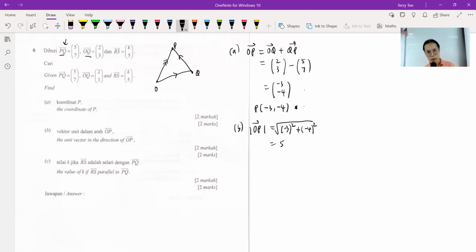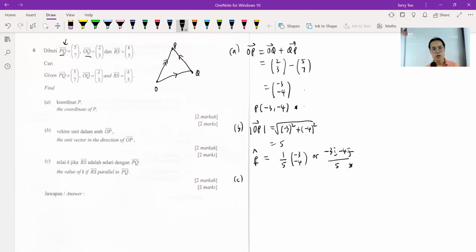Okay. Now you can write it many ways. You can write unit vector or vektor unit, or you can write it as OP with a cap. So it's basically the vector divided by its own magnitude. You can write in any form. Since they give us column vector or vektor lajur, we can write the column vector like this, divided by 5. But normally we don't write divide by 5 like this, so we write multiply with 1/5. Whether you want to multiply inside or not is up to you. Or you can write (-3i minus 4j) over 5 in i and j form also can. All right, that is part B.